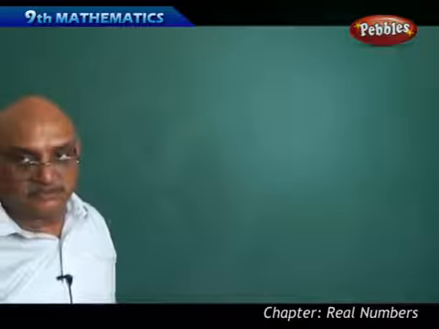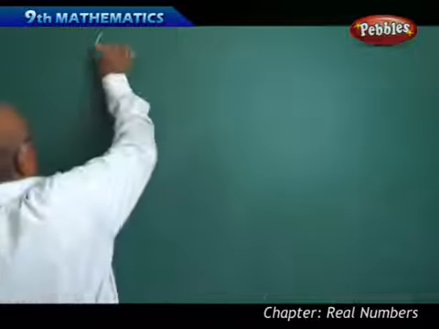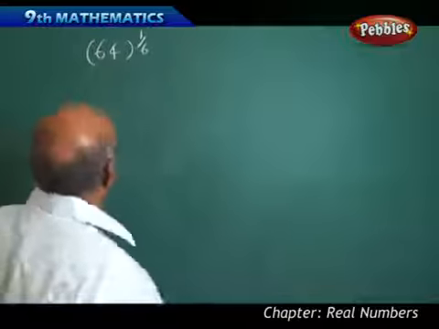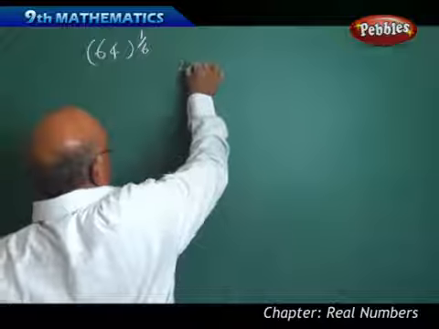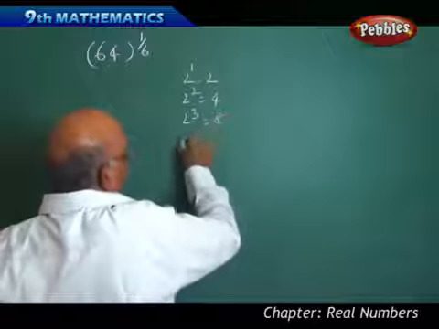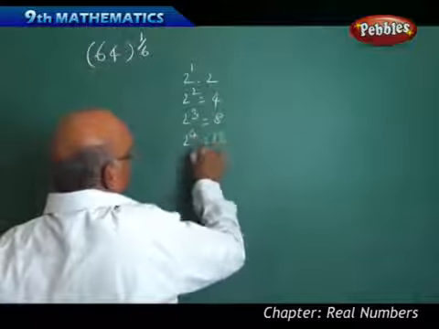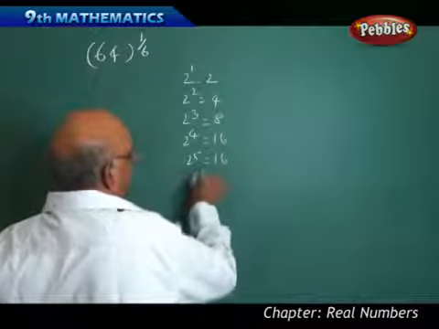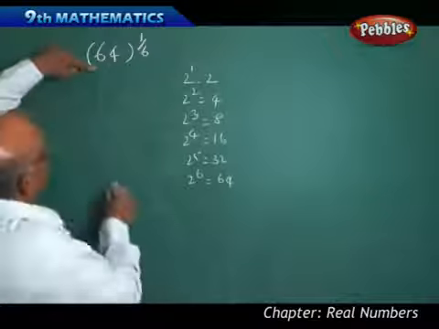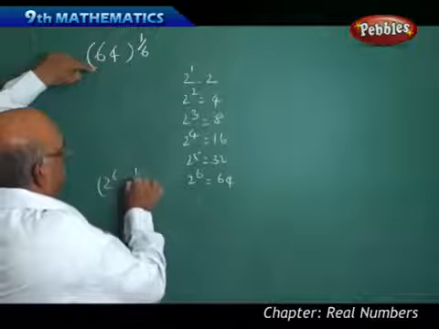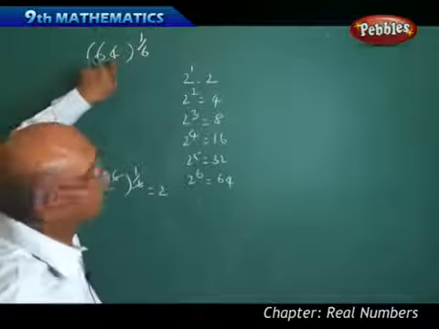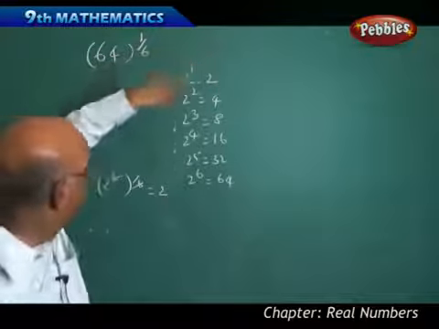Simplify the number 64 to the power of 1 by 6. How to simplify this one? Generally, we know that 2 to the power of 1 is 2, 2 square is 4, 2 cube is 8, 2 to the power of 4 is 16, 2 to the power of 5 is 32, 2 to the power of 6 is equal to 64. So that we are able to get 2 to the power of 6 whole to the power of 1 by 6, which is equal to 2. Therefore, ultimately the value of 64 to the power of 1 by 6 is 2.